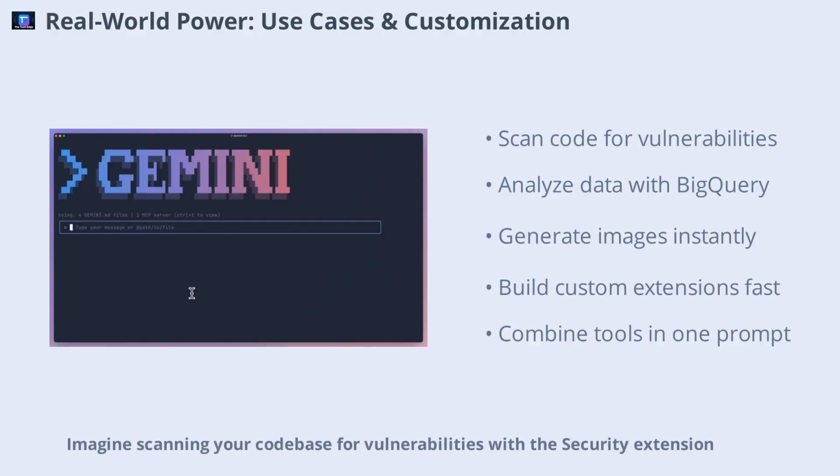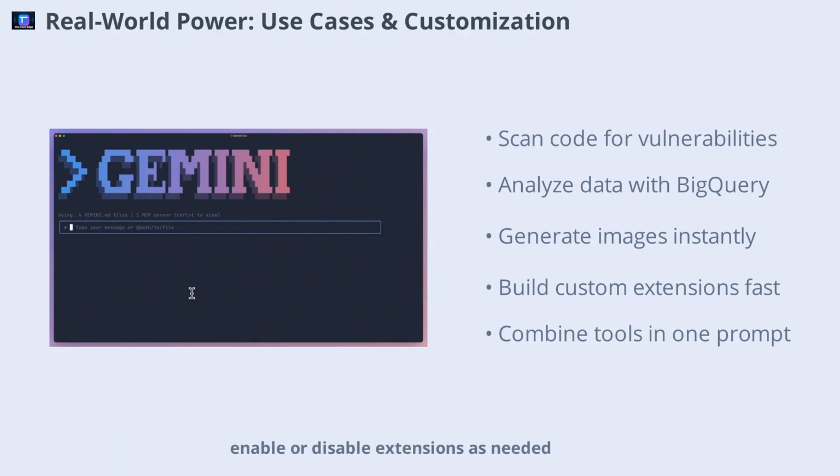Imagine scanning your codebase for vulnerabilities with a security extension, analyzing data with BigQuery, or scaffolding app logic using Genkit, all without leaving your terminal. The Nano Banana extension even lets you generate images on the fly, perfect for creating blog headers or visual assets instantly. You can install, enable, or disable extensions as needed, and even build your own in under 15 minutes. Just define your tools in a manifest, install locally, and share with the community.